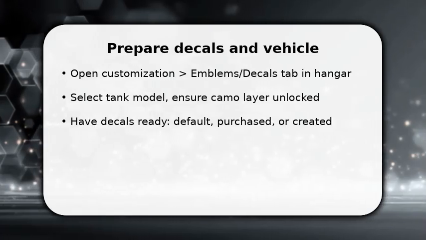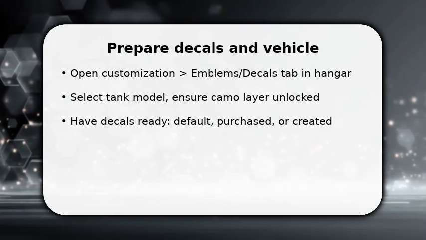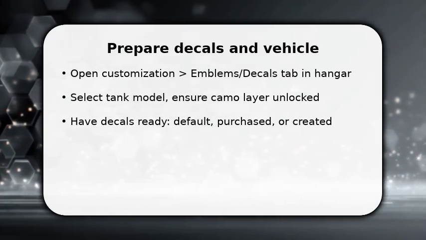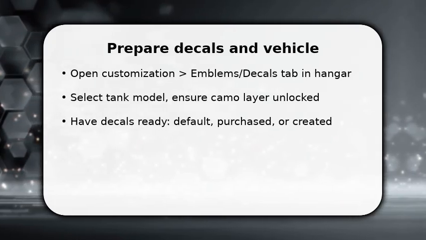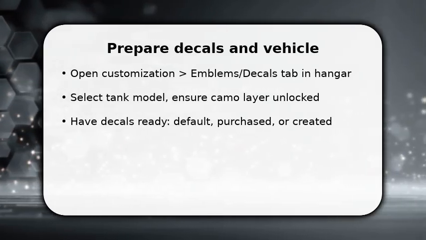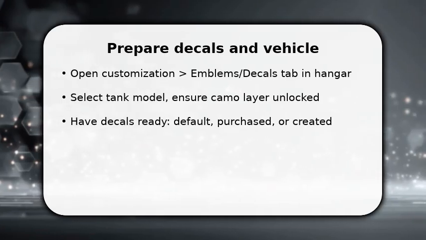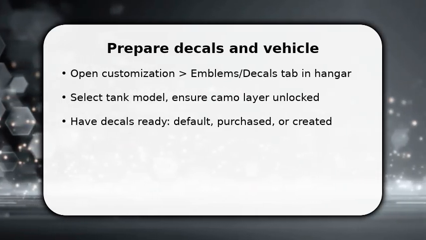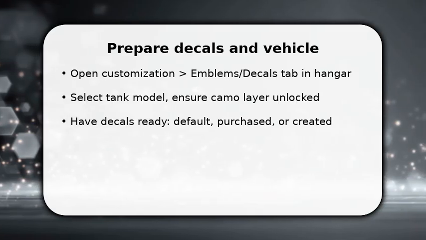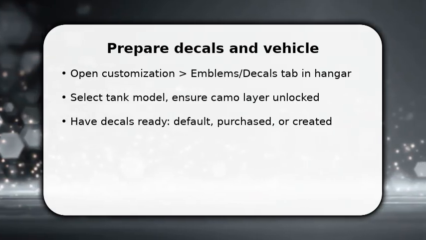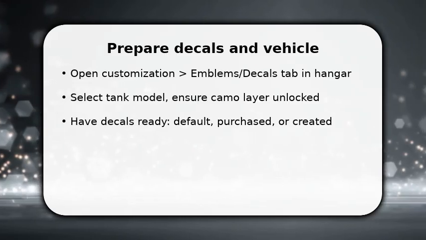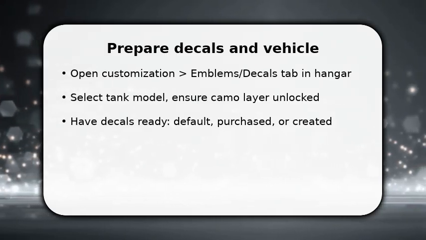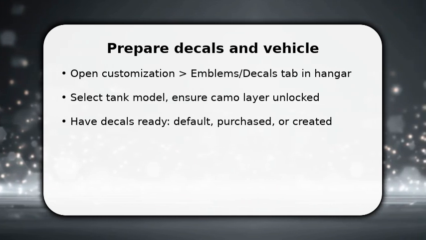You start by opening the hanger and going straight to the Emblems/Decals tab. This saves time and puts you where placement happens. Once there, select the tank you want and confirm the camo layer and decal slots are available so you can actually attach art. Make sure your decals are in the inventory, default, purchased, or your custom upload, because trying to place a missing decal wastes clicks. This step ensures the right canvas and assets are ready before you place anything.